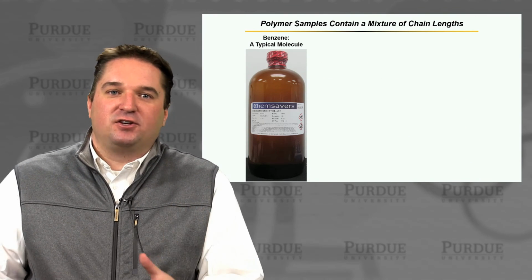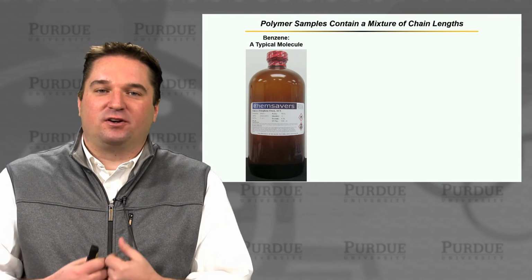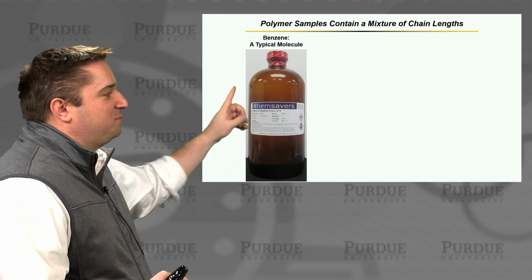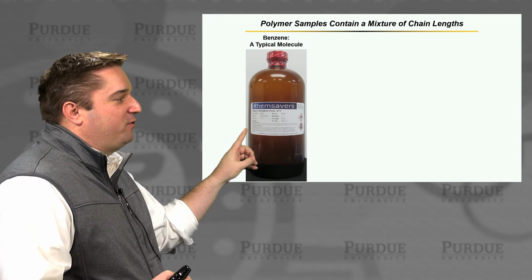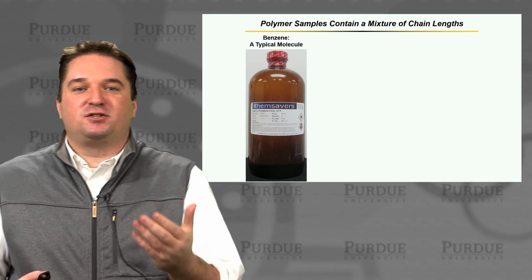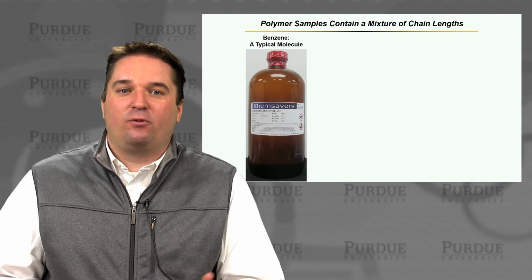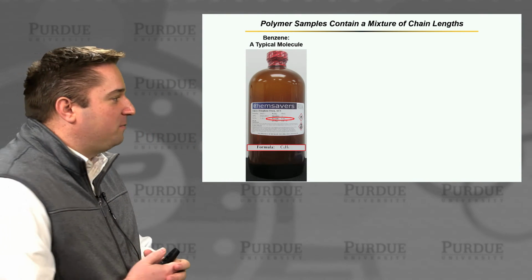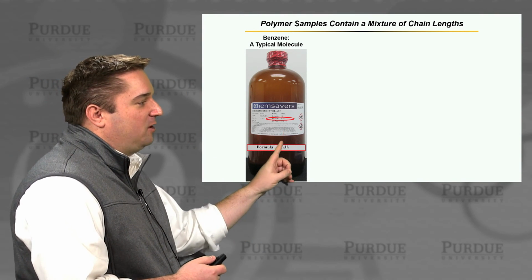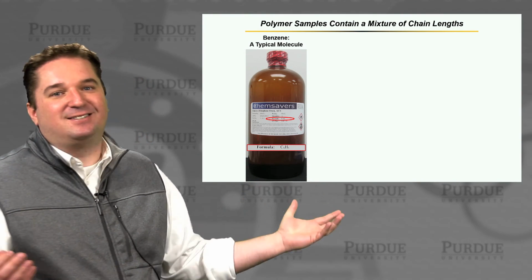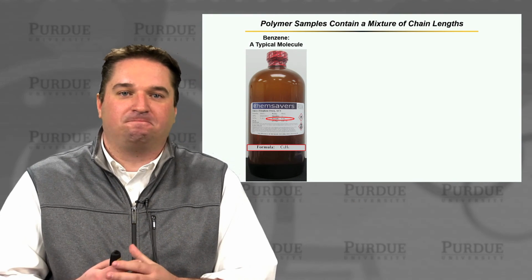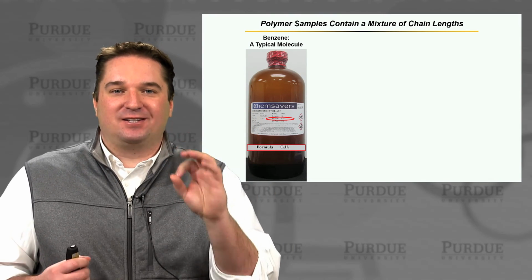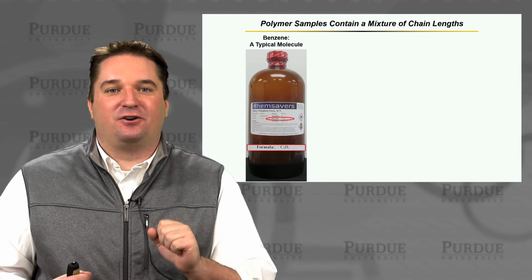And this is because we have typical molecules when we think of organic chemistry or chemistry in general. One typical example of that is benzene. Here we show a picture of a benzene bottle. When you look at this bottle, it has a lot of information on it. One of the key pieces of information is the molecular formula. If we zoom in on this molecular formula, we'll see that for benzene, we have C6H6 as the molecular formula. That's because every molecule in this bottle of benzene has 6 carbons and 6 hydrogens.